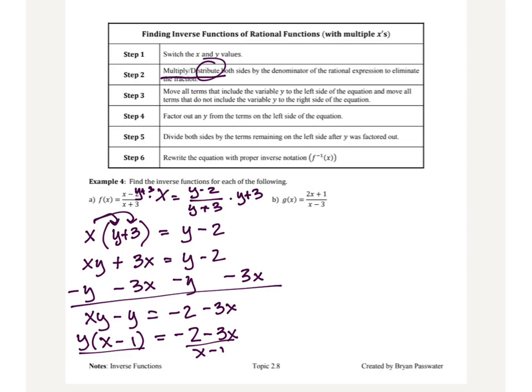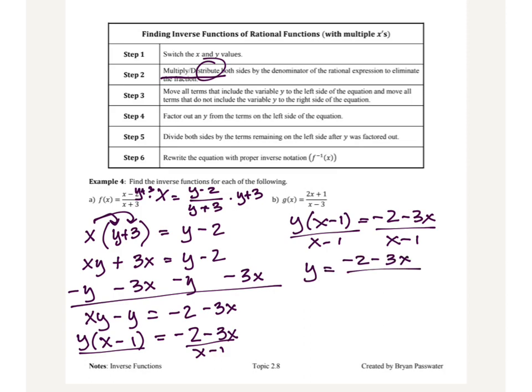Okay. So that last step there is to take y times x minus 1 and divide by that x minus 1 on both sides. So y is equal to negative 2 minus 3x all over x minus 1. So we factored out the y. We divide both sides by whatever's left. We get y by itself.